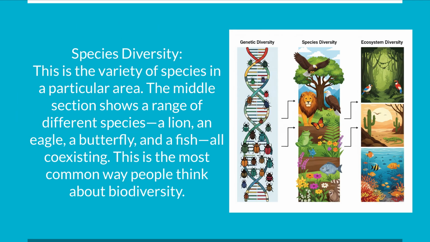So, species biodiversity. Species diversity simply means the variety of different species found in a particular area. In the slide, you can see examples like a lion, an eagle, a butterfly, and a fish, all living together in one ecosystem. This is the way most of us usually think about biodiversity. Different animals, birds, insects, and plants coexisting in nature. It highlights how rich and balanced life can be when many species share the same environment.